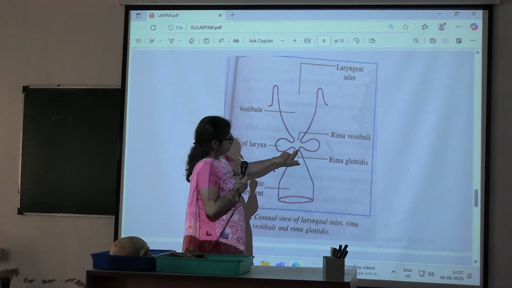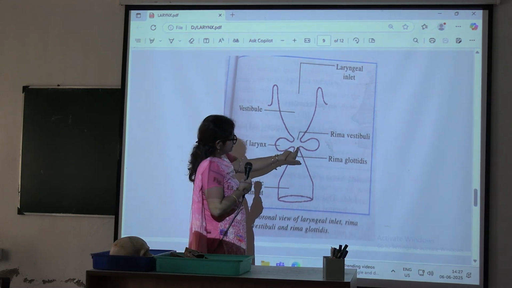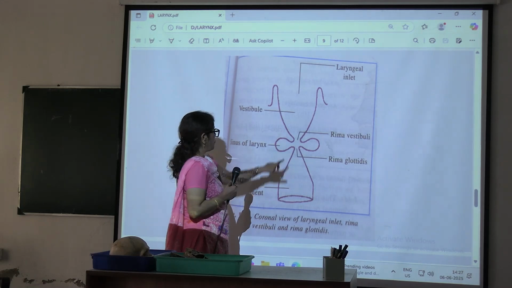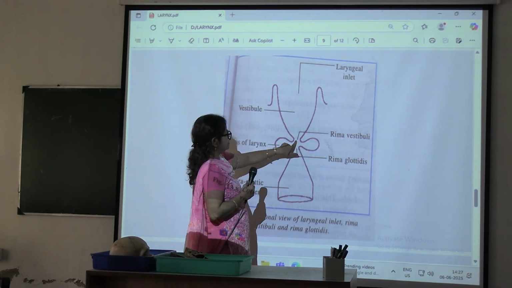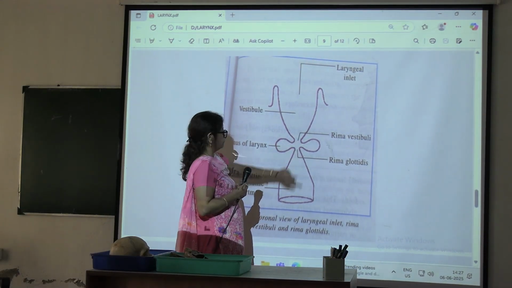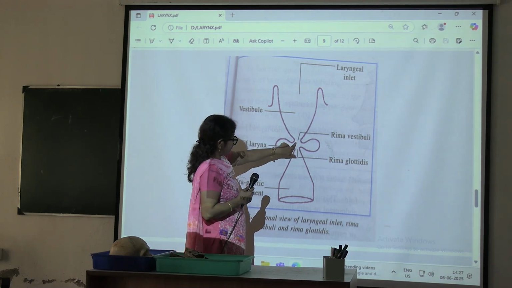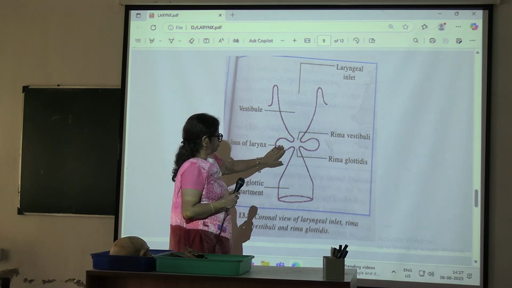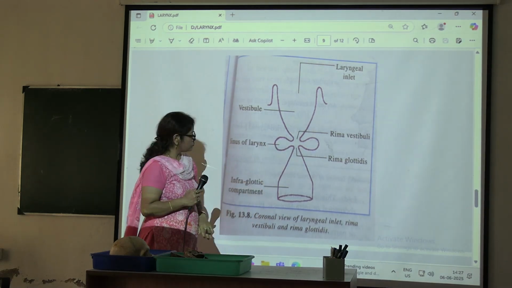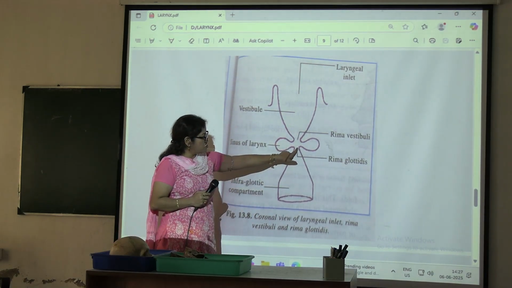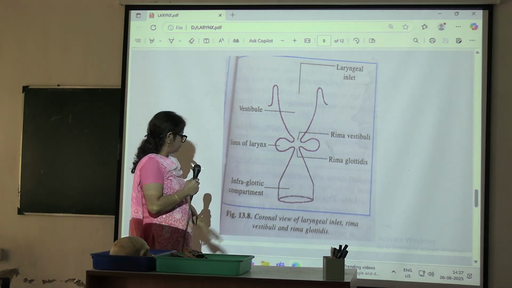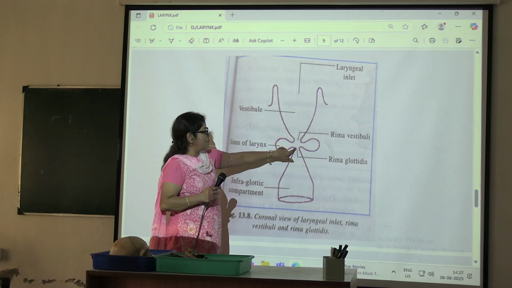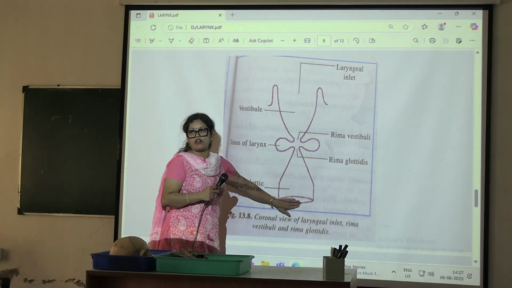In between the true vocal folds, this is a coronal section. So this is the rima glottidis, the space between the two vocal folds. And the space between the two vestibular folds is the rima vestibuli. And the space between these is the glottis proper, and this is the sinus of the larynx, which is not of importance for you. Now the most constricted part is the rima glottidis. So this is the infraglottic part and this is the supraglottic part.